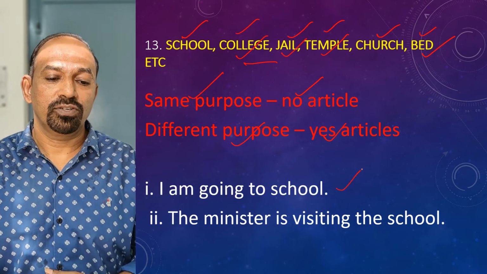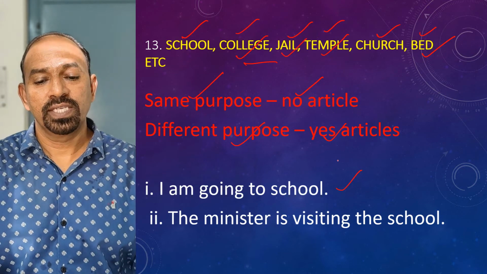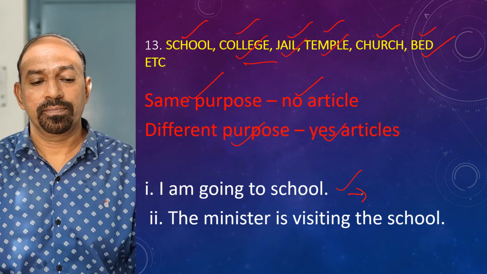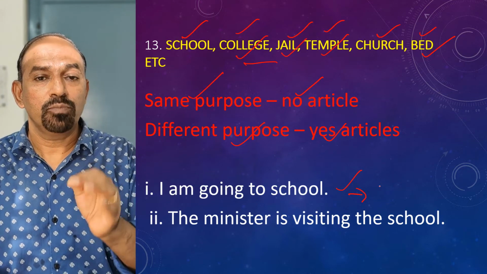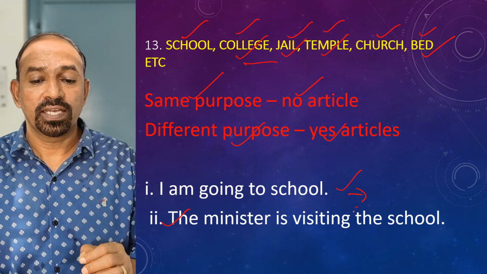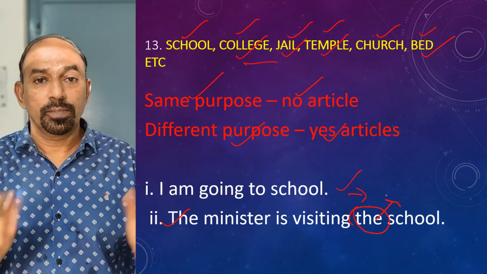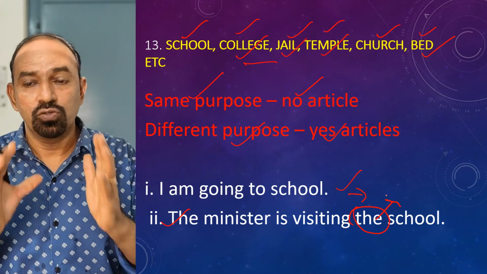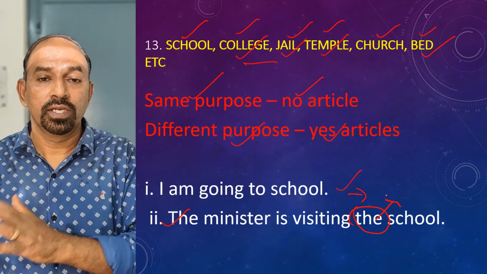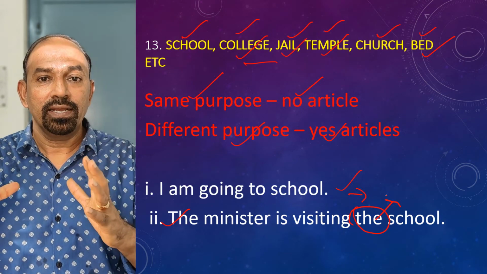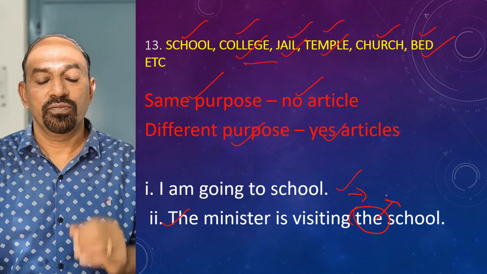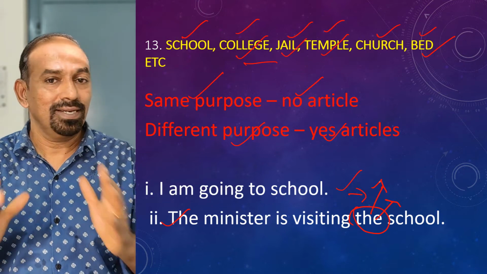Look at the example sentences. I am going to school. This sentence is spoken by a school goer, a student. I am going to school, which means I am going to school to study. But look at the next sentence: The minister is visiting the school. The purpose of the minister here is not to study. His purpose is something else, maybe to inaugurate something. So the real purpose of the building doesn't match the purpose of the visitor, and we have to use the definite article "the".